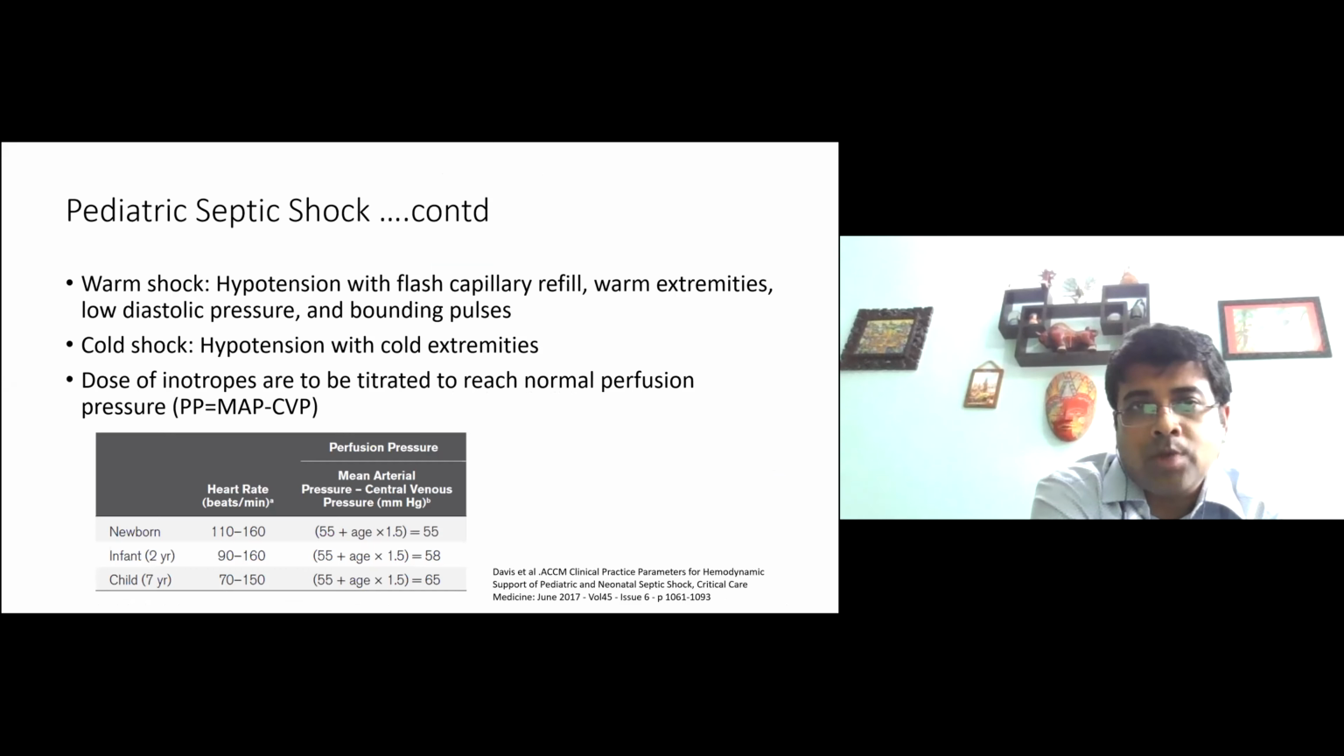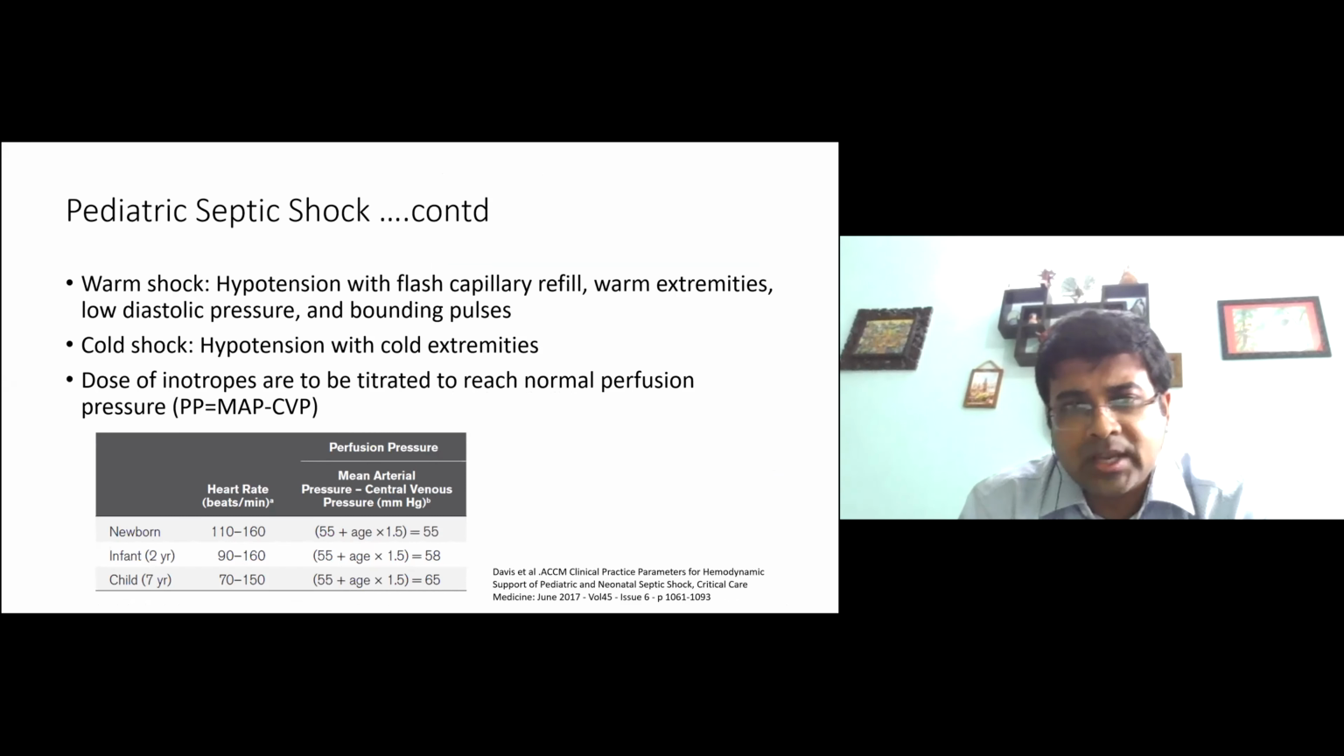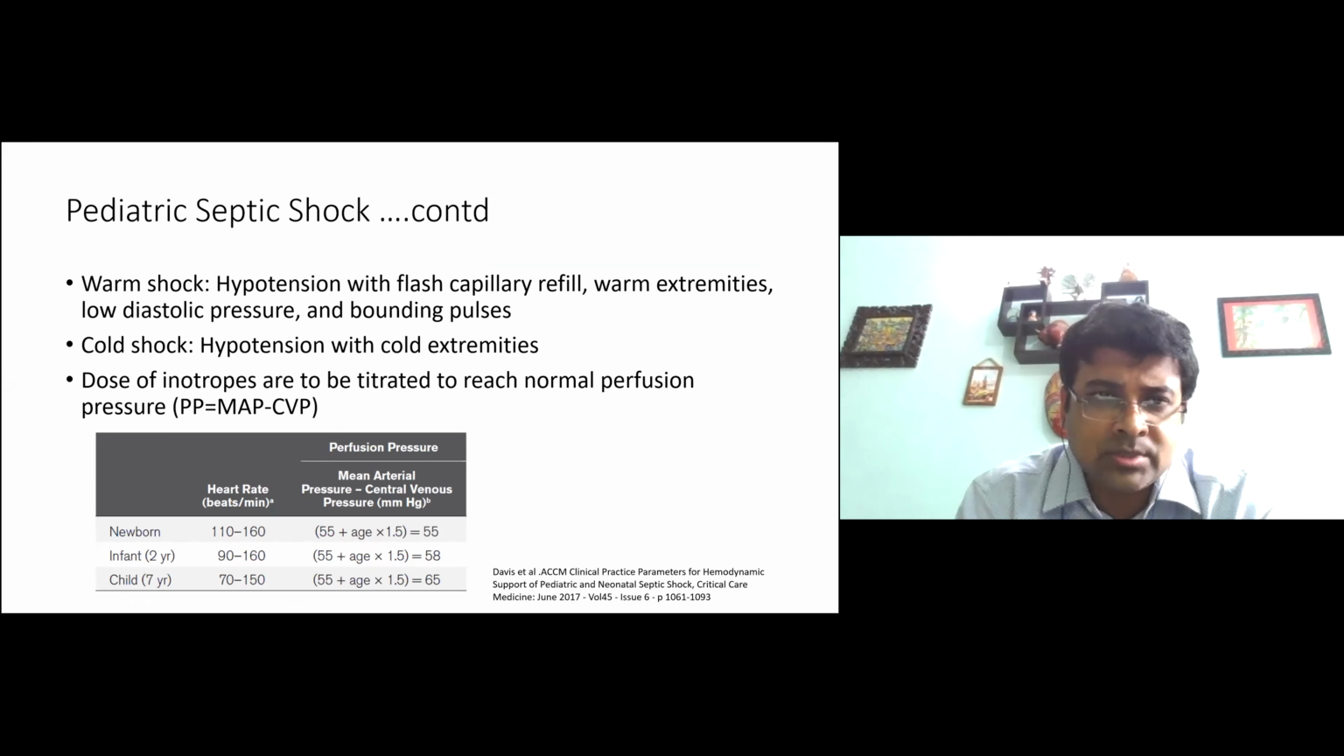So how do you identify warm shock? Basically it's hypotension, but paradoxically you get warm extremities, low diastolic pressure, bounding pulses. So don't be happy with the bounding pulses thinking that all is well. If you have a hypotension in the picture, then you're probably dealing with a warm shock. Cold shock is much easier to pick up because you have hypotension with cold extremities.